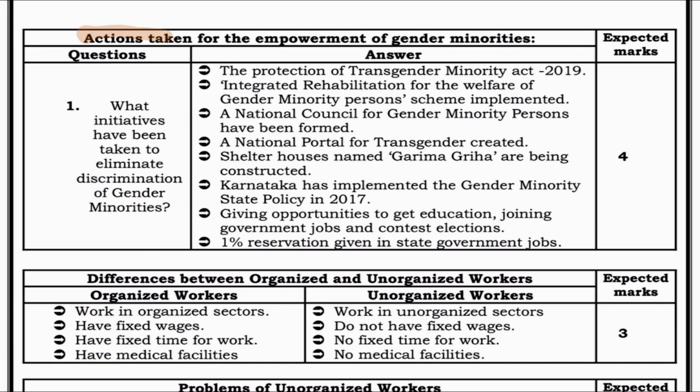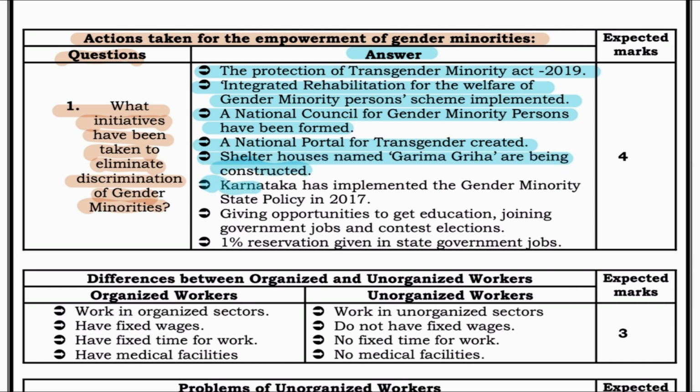Action taken for the empowerment of gender minorities. What measures have been taken to eliminate discrimination against gender minorities? The Protection of Transgender Persons Act 2019, and integrated rehabilitation schemes for the welfare of gender minority persons have been implemented. The National Council for Transgender Persons has been formed. A national portal for transgender persons was created. A shelter house named Garima Greha was constructed.